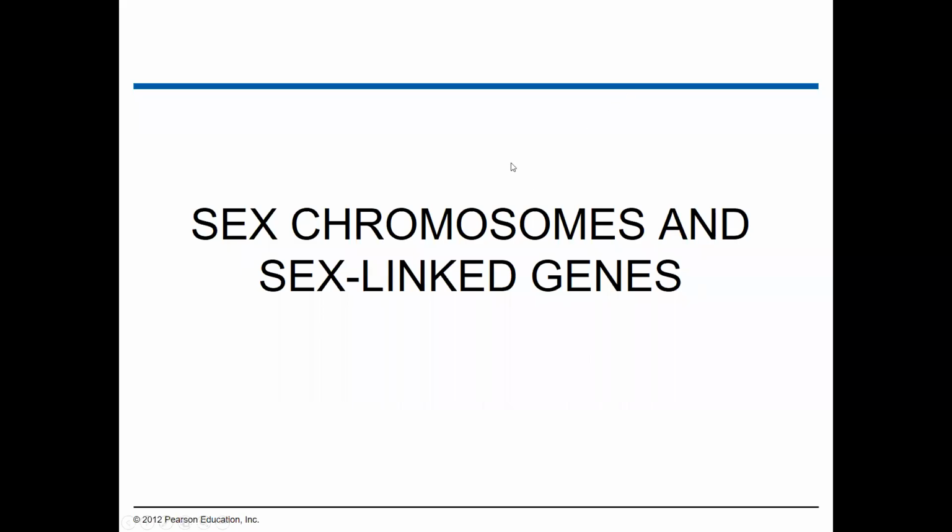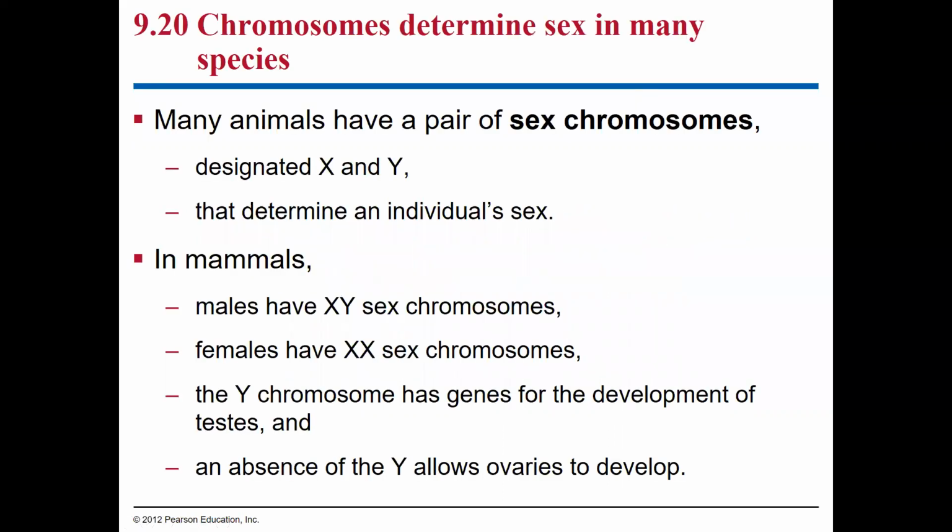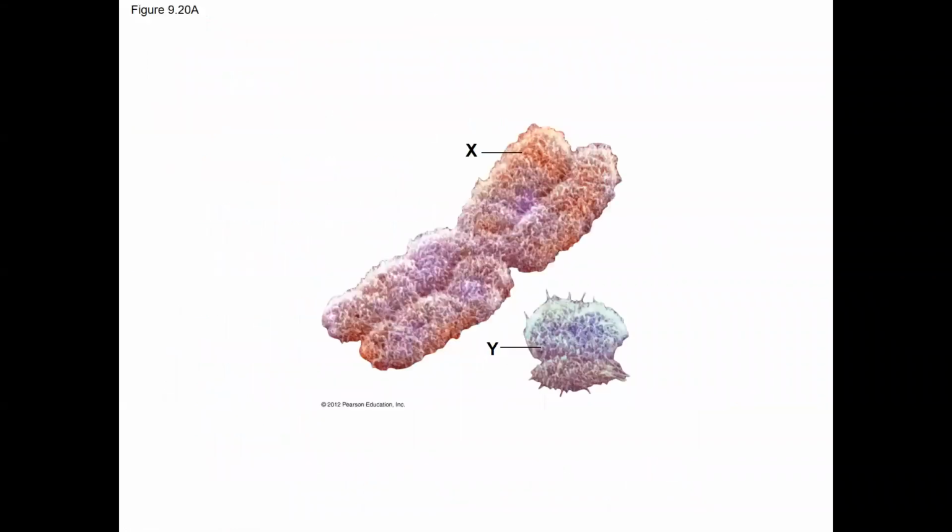For the final video, we're going to be looking at sex chromosomes and sex-linked genes. So many animals have a pair of sex chromosomes, usually designated as X and Y, that determines an individual's sex. In mammals, for example, males have XY sex chromosomes and females have XX. The Y chromosome has genes for the development of testes, and so without the Y chromosome, ovaries will develop instead.